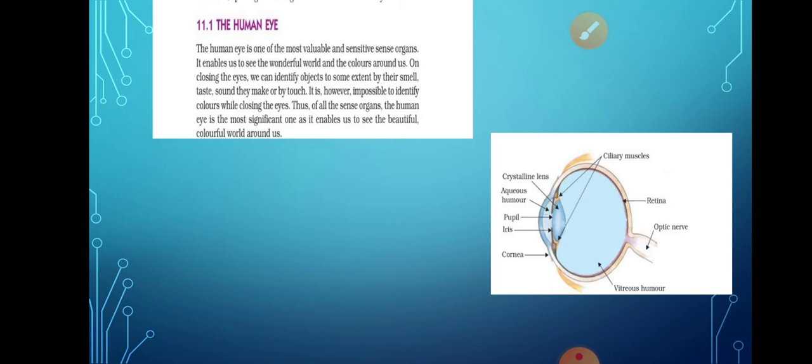The basic is the lens, and that will be convex lens. And this human eye is very important organ of human body, because without human eye we cannot see the world.